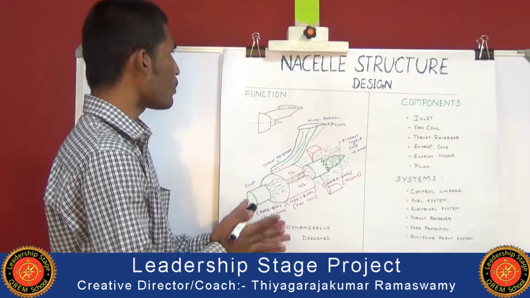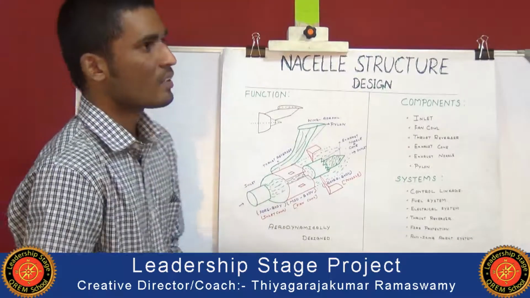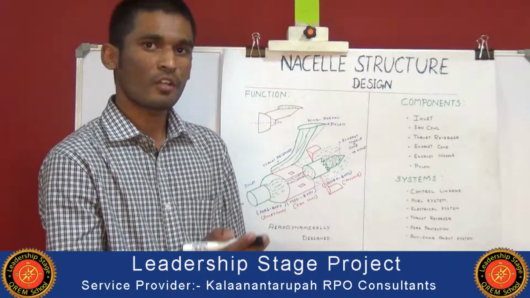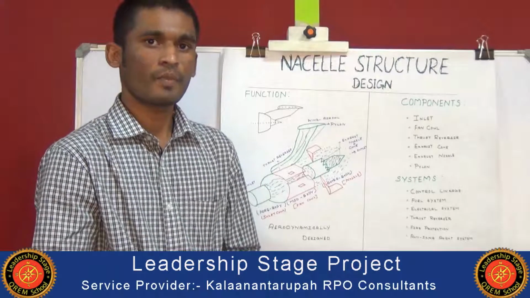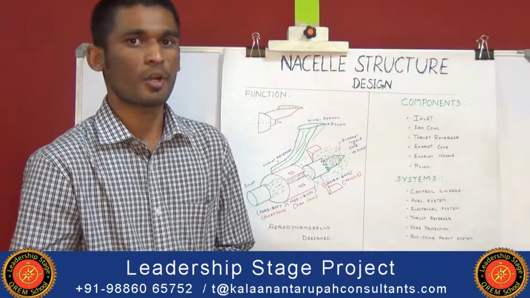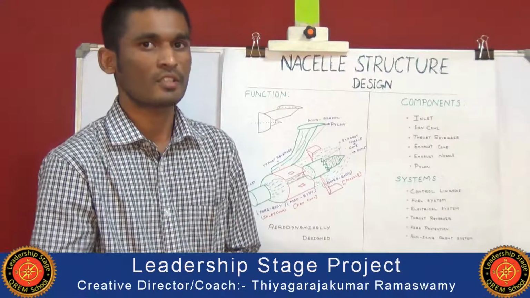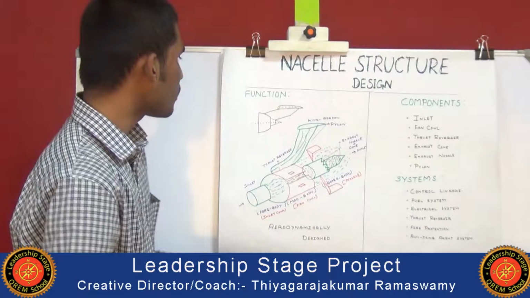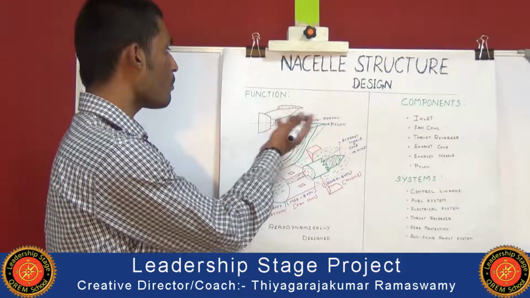First we are going to see about the nacelle. What is a nacelle? A nacelle is a structure which surrounds the aircraft engine, and it has to be made up of acoustical components and aerodynamic components, as well as the directional structure. And it is attached to the wing by a pylon.